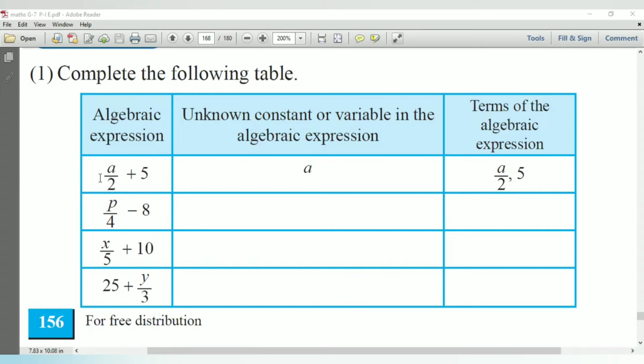Unknown constant or variable in the algebraic expression. You have to find out, you have to plot out the unknown constant or variable.